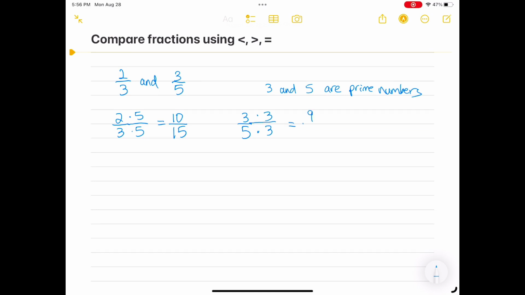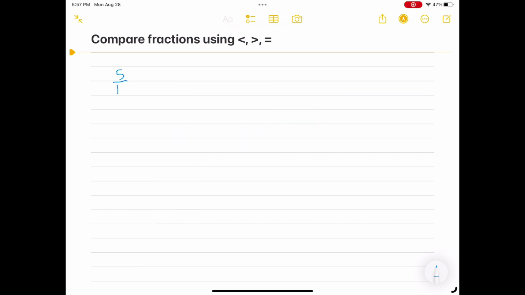Now we are able to compare 2/3 and 3/5. 2/3, which we have renamed 10/15, is greater than 3/5, which we have renamed 9/15. So therefore, and those triangle dots mean therefore, 2/3 is greater than 3/5. Now let's compare 5/8 and 9/13.